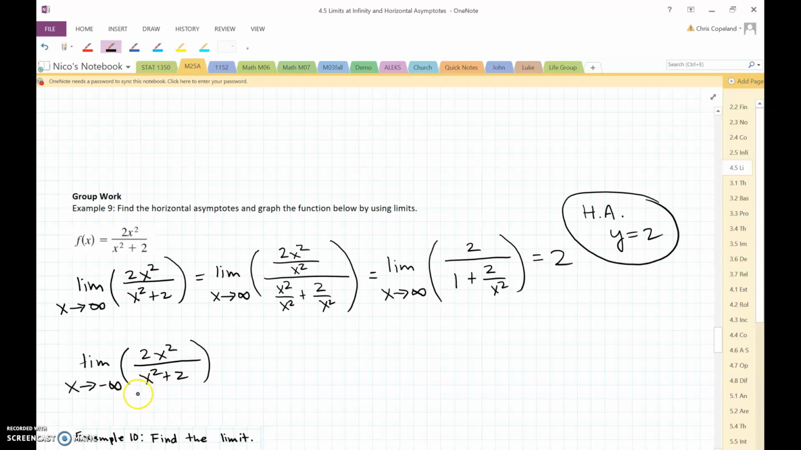Let's see if anything changes when you take the limit of this function as x approaches negative infinity. It's not, because we could use this manipulated function here and evaluate it as x is approaching negative infinity. This is still going to end up being 2. So we just have one horizontal asymptote.